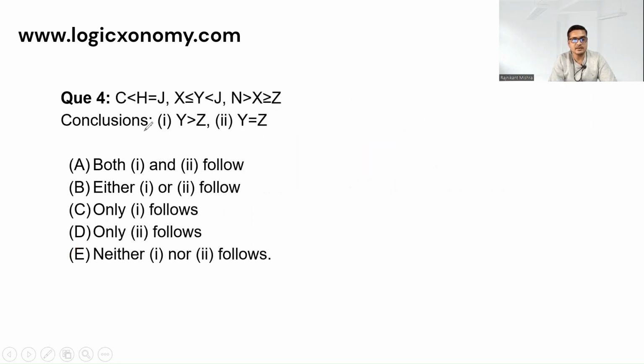Question number 4. This is the statement. These are the conclusions. Now again write down all the terms in descending order. Here H is equal to J and H is greater than C. J is greater than Y. Y is greater than or equal to X. X is greater than or equal to Z. X is less than N. Conclusion 1, Y is greater than Z. It's okay, Y is greater than Z in same stream. Y is equal to Z. This is also okay, because Y is greater than or equal to X is greater than or equal to Z. Means you can write it as Y is greater than or equal to Z. Greater than or equal to means either 1 or 2 follows.